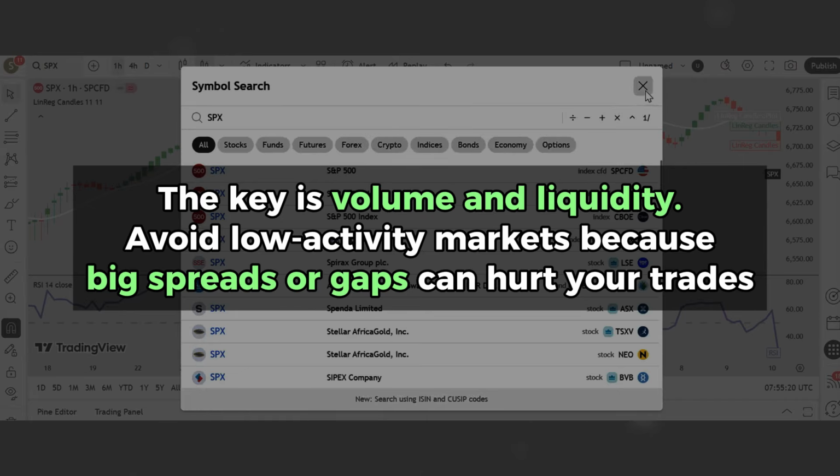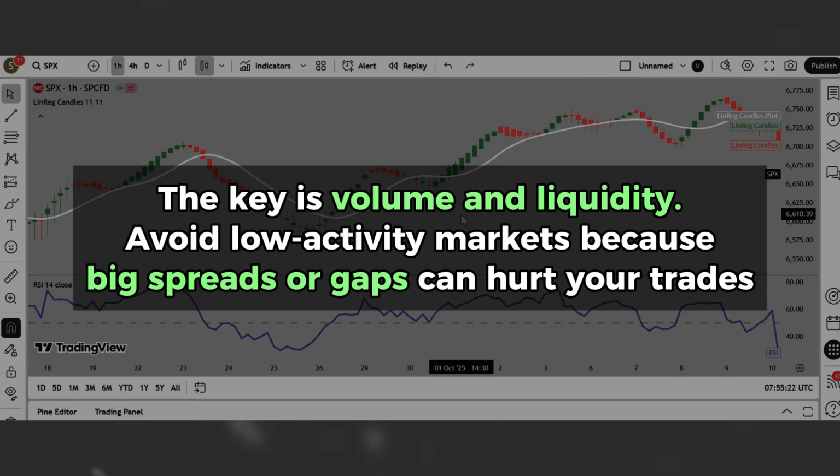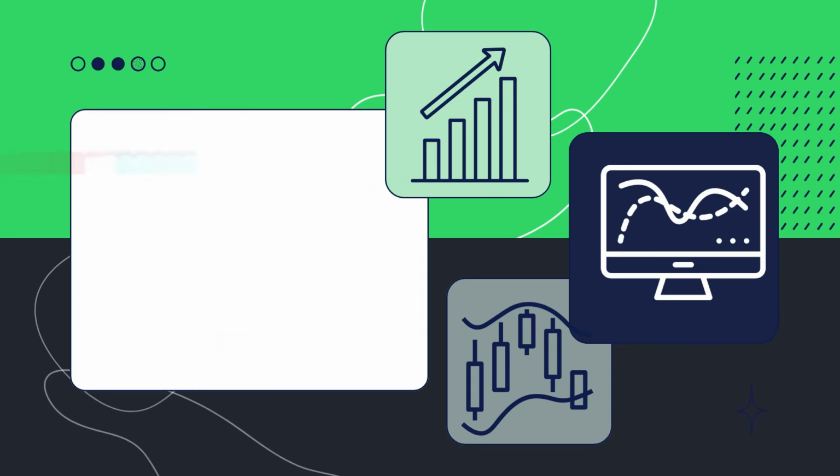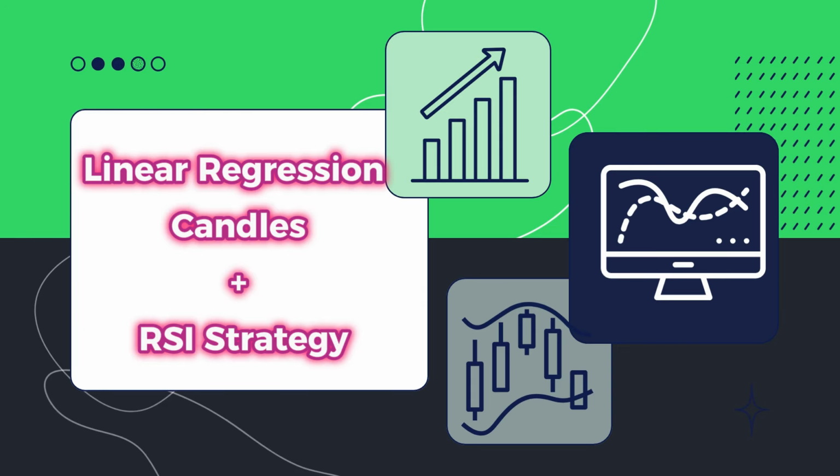That's it. Choose the time frame and market that fits your style and comfort, and you're ready to start looking for setups. Okay, that's it. This is a linear regression candle and RSI strategy. It's simple, clear, and very effective for trending markets.